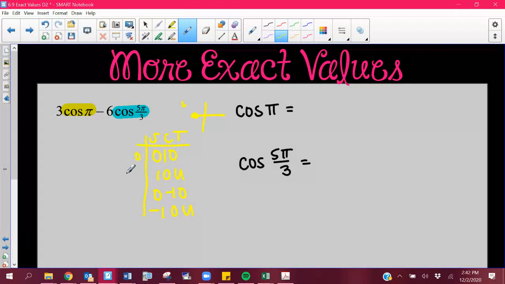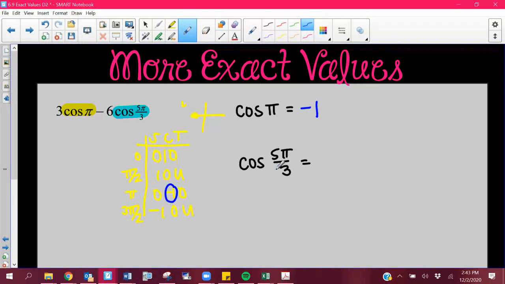And again, remember you start at 0, then you go to 90, 180, 270. So for this one, I'm looking for the cosine of pi. So cosine pi right here is -1. So for that piece of my puzzle, the answer is -1.